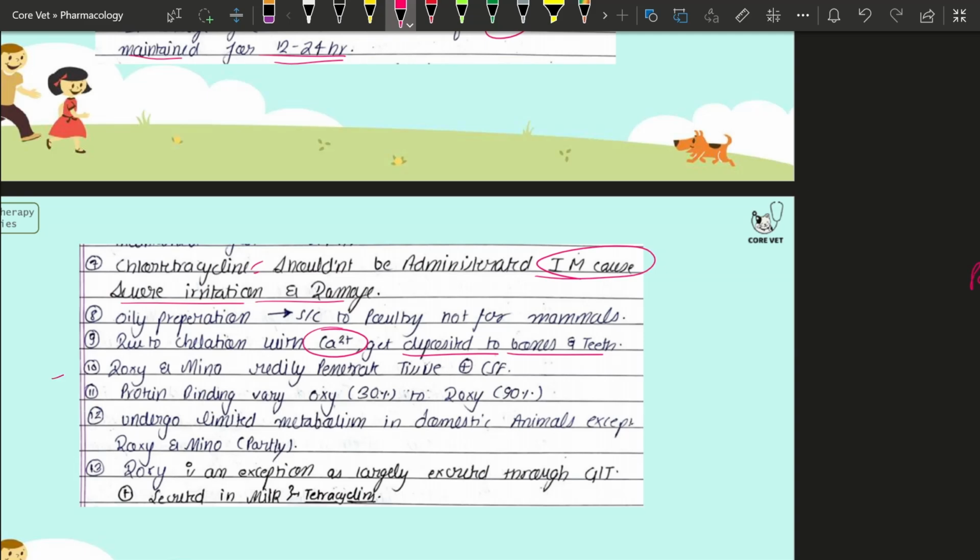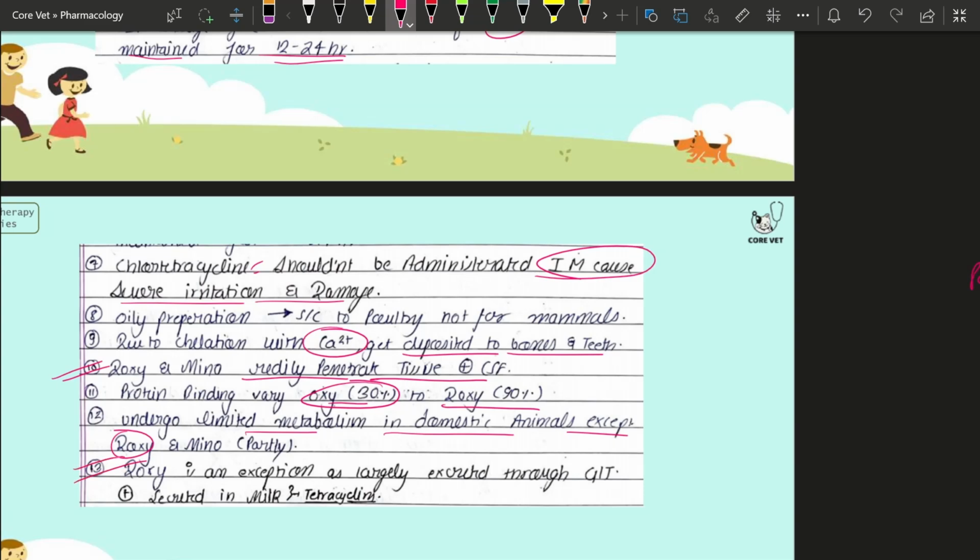And doxy and minocycline can readily penetrate the tissue and the cerebrospinal fluid. If we talk about plasma binding affinity, for oxytetracycline it's about 30%, and for doxycycline it's 90%. It undergoes limited metabolism in domestic animals except in the case of doxycycline and minocycline. And doxycycline is an exception.